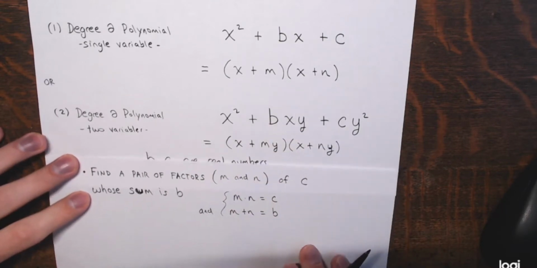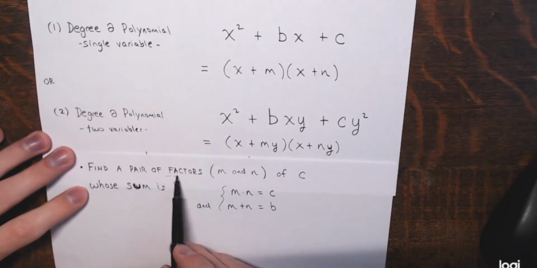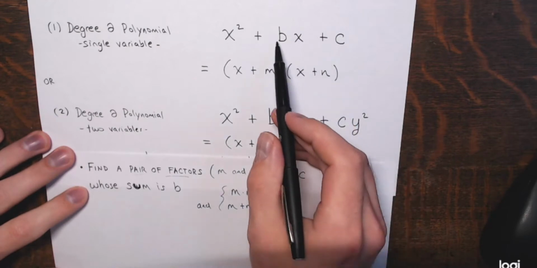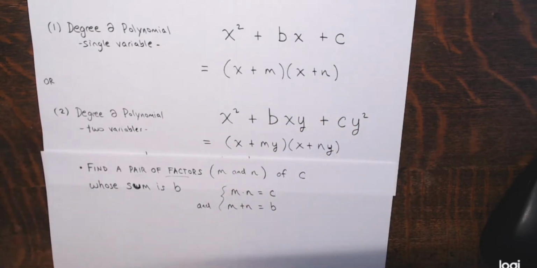Once you find this pair of factors whose product is c and whose sum is b, you can jump right to the factorization of the polynomial. It's very simple when this lead coefficient is 1. Right, like I said, when the lead coefficient is not 1, we'll have to do a little extra work, but that's in the next assignment.